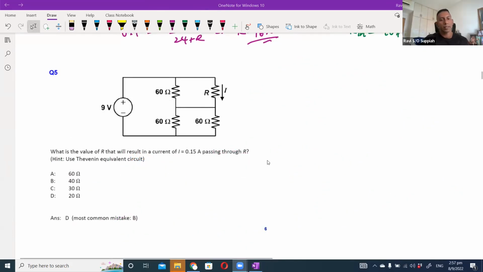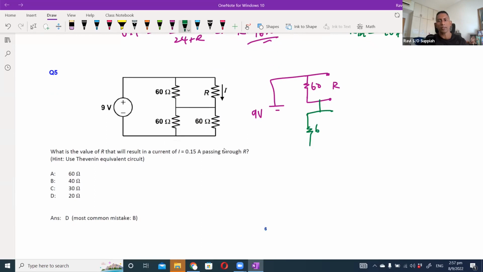Okay, so this question here is similar to the earlier question. What will result in a current of 0.15 ampere passing through R? So the same thing. If you look at the circuit, you have 9 volts here, and you have 60, and then you have another R, and again, you can split it up into 60 and 60. So that will give me 60 parallel to 60. So I can simplify this to be a 30 ohm resistor.